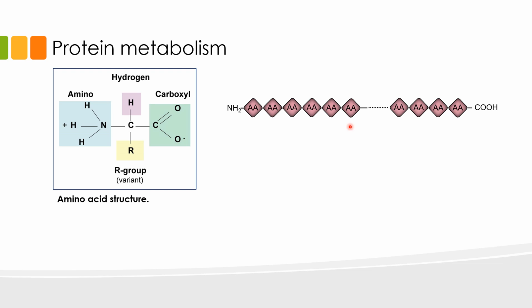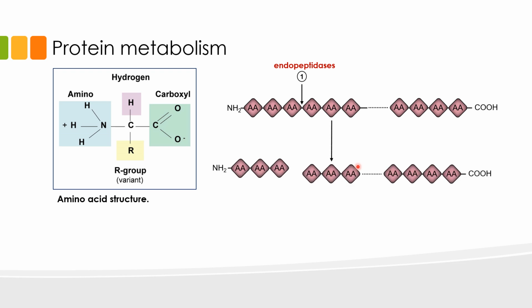Let's start with the endopeptidase. The word endo means within. These enzymes are named as such because they digest or cut within the protein. In this example, we have the endopeptidase cutting the protein in this section. This digestion will result in a shorter amino acid chain that still needs to be cut into individual amino acids.